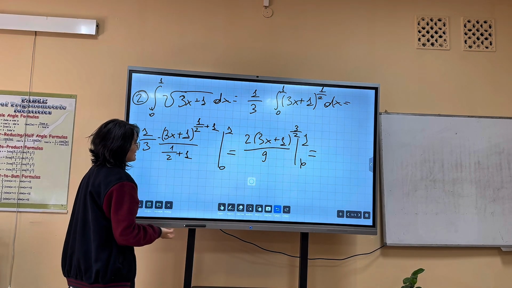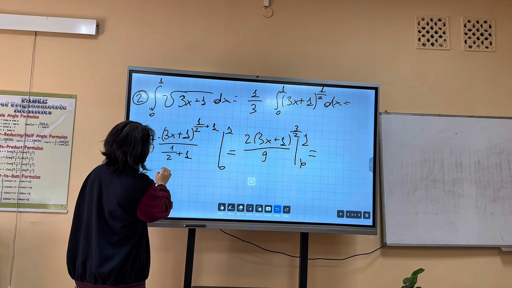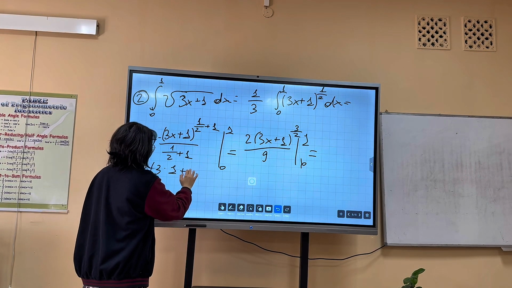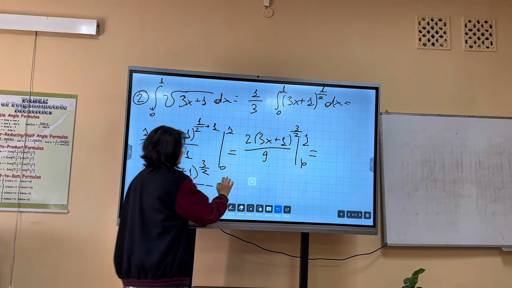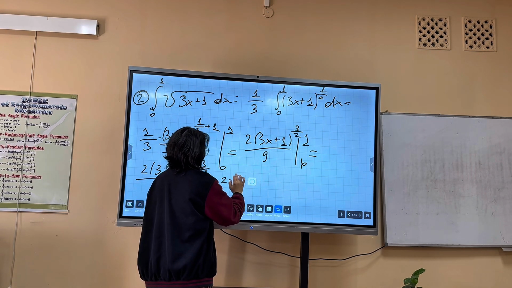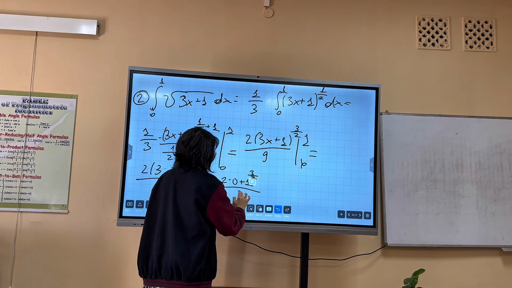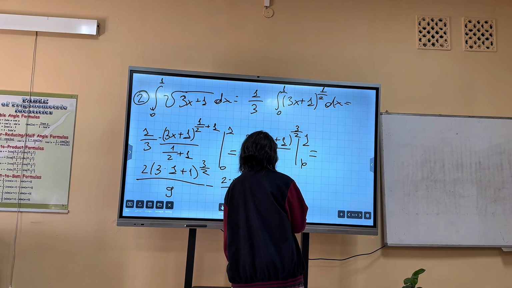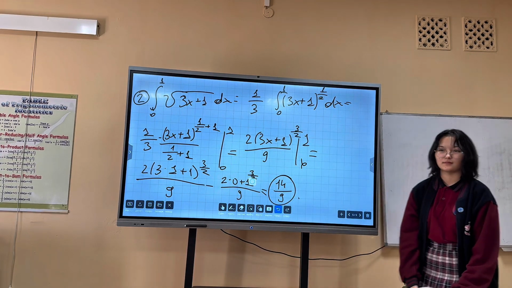And there is the substitution method. Or, sorry, we just substitute the boundaries. 2/9 multiplied by 3 times 1 plus 1 to the 3/2, minus 2/9 multiplied by 3 times 0 plus 1 to the 3/2. And by solving it, we have the same answer. It's 14 divided by 9. So, good job.